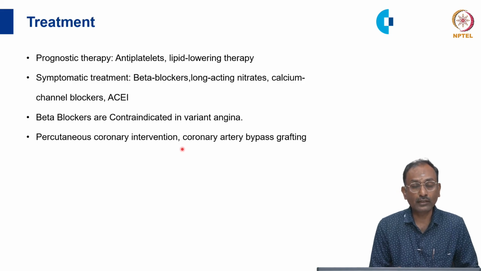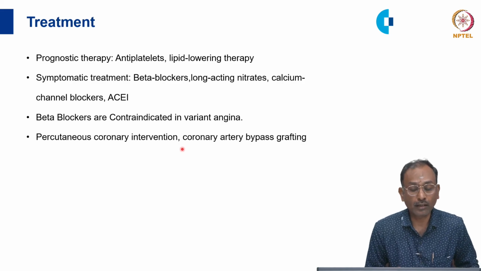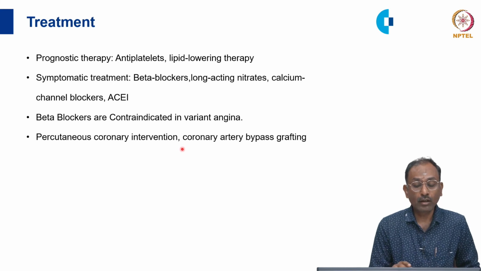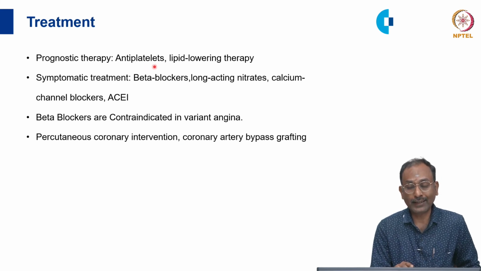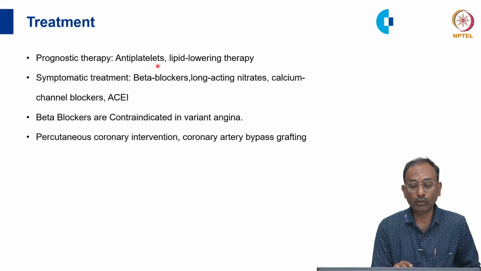So, a few words about the treatment of myocardial ischemia or injury. All patients will need an antiplatelet drug, either in the form of aspirin, clopidogrel, prasugrel or ticagrelor. Lipid lowering therapy is also mandatory in the form of statins, and most of the patients will need symptomatic treatment with beta blockers, long acting nitrates, calcium channel blockers, ACE inhibitors or ARBs. The only thing is beta blockers are contraindicated in variant angina because beta blockers precipitate coronary artery vasospasm.